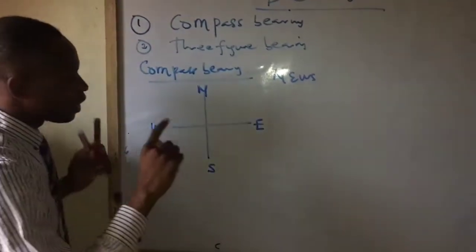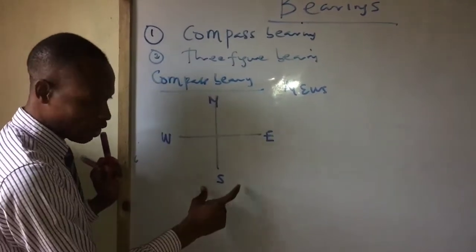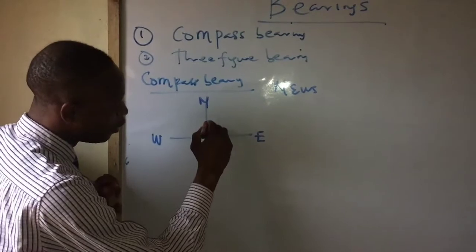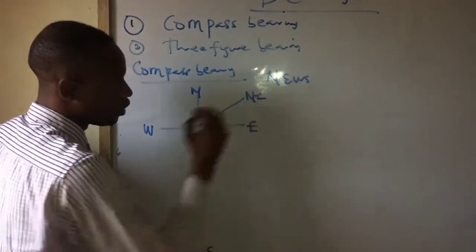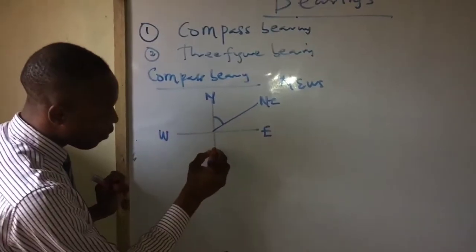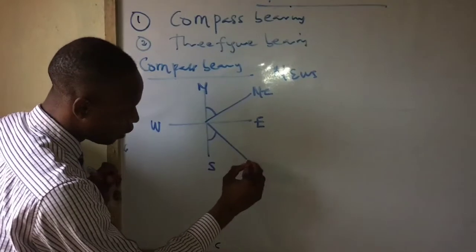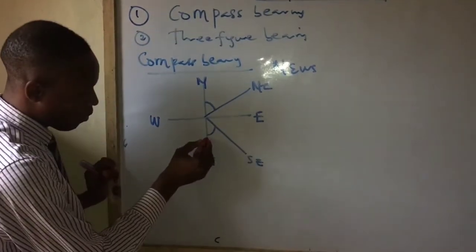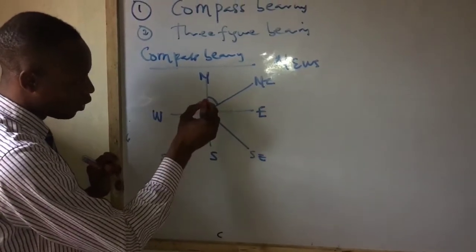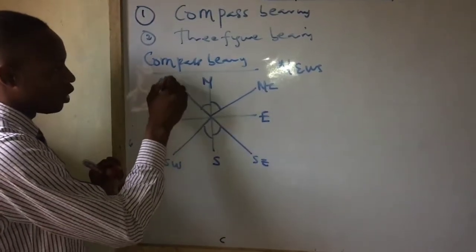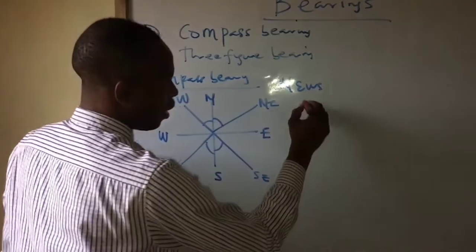Like I said, I'm starting from either the north or the south. Understand? Now, if I move this way to east, I will call this NE, northeast. If I move from south to east, I'll call this SE. If I move from here, I'll call it southwest. Then if I move from north to west, I'll call it northwest.